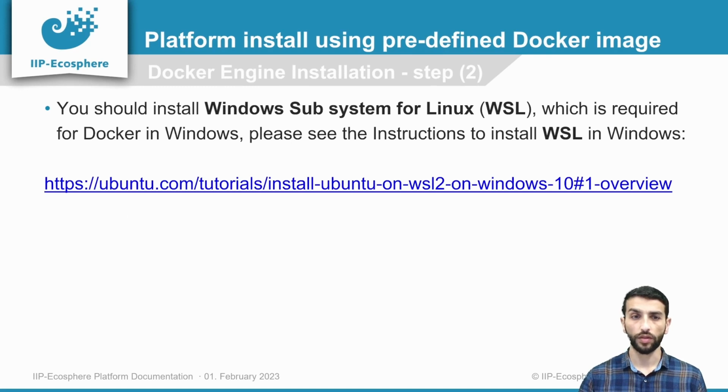As a Windows user, you should install Windows Subsystem for Linux (WSL), which is required for Docker for Windows. Please follow the instruction in the link below.